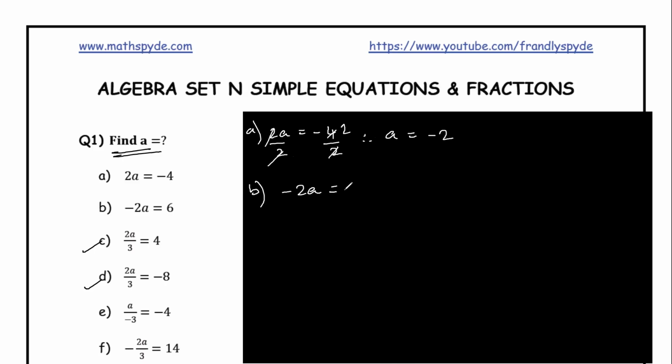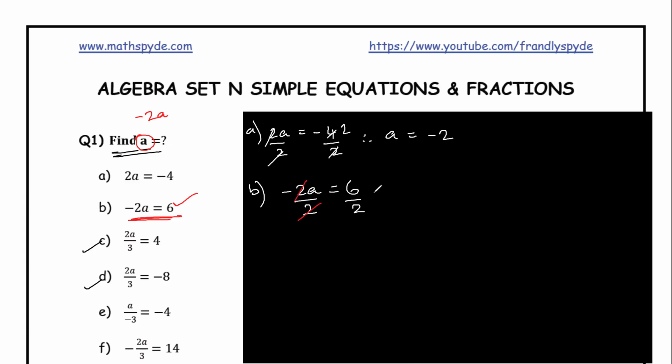Minus 2A equals 6. So divide both sides by 2. Remember, we are finding A. So A on its own, okay? It's not saying find 2A or find -2A. If it was -2A, the answer is 6 already. But we have to find A, okay? So divide both sides by 2 because we need to get rid of the negative and the 2.